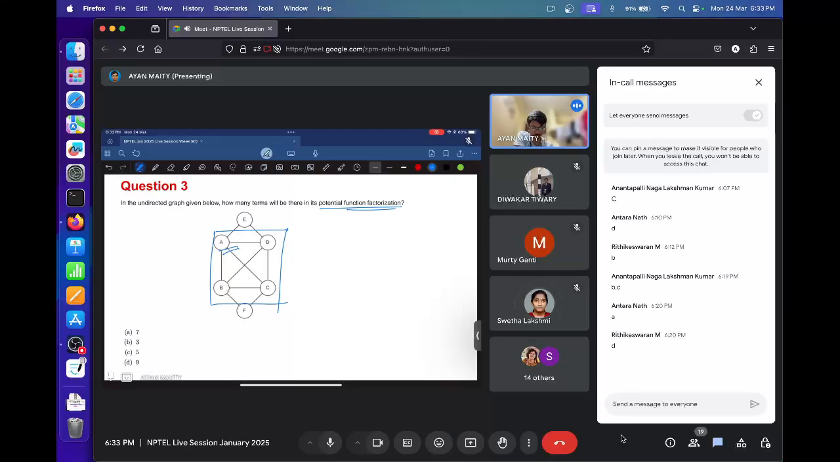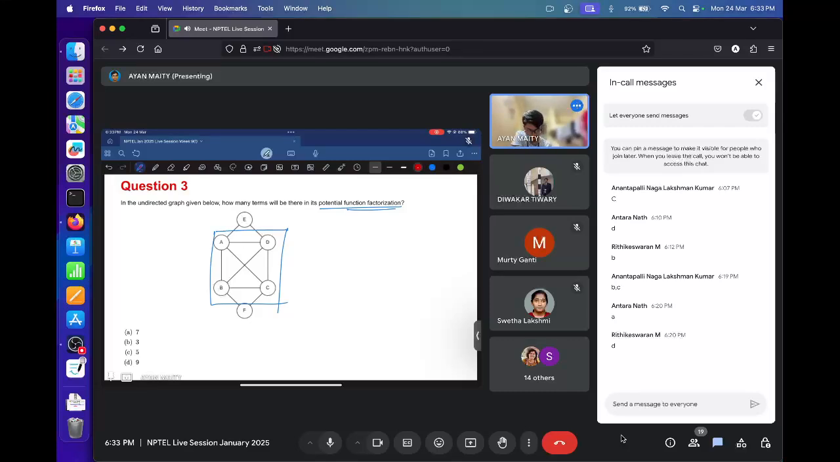Certainly, all the nodes are connected to all the other nodes in this graph because it's a connected graph. But you need to find out the direct edges. So the node A is directly connected to B and D through direct edges. Similarly, B also has direct edges. So that's why this part ABCD is a max clique. This is one factor for the potential function factorization.